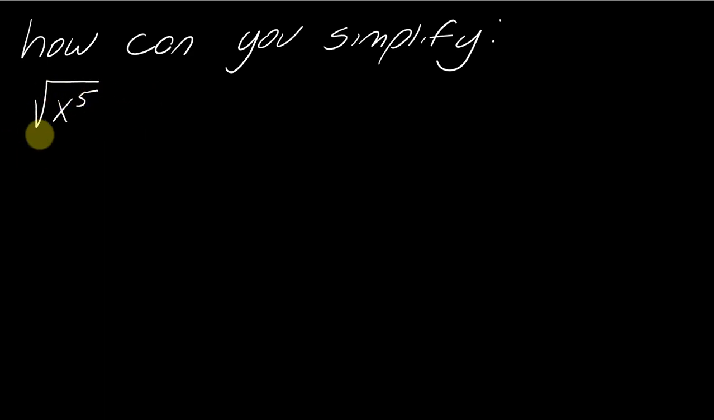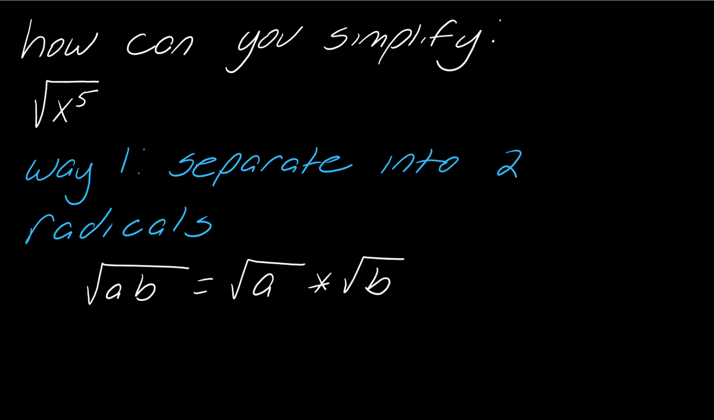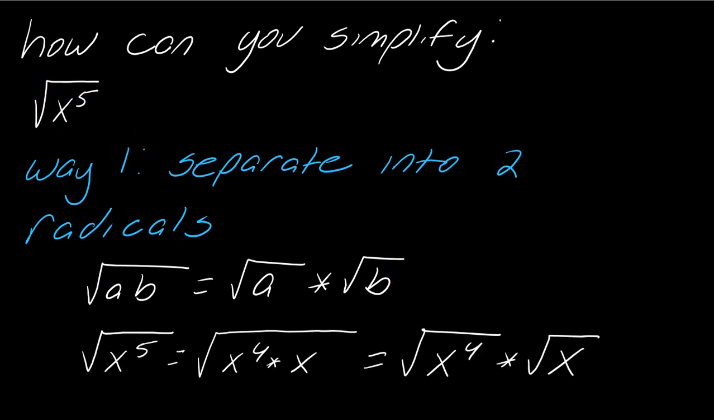Now I want to talk about two different ways you can simplify this. Way one, we could separate this into two separate radicals. Remember, one of the big properties of radicals is that if you have the square root of a times b, this can be separated into the square root of a times the square root of b. I'm going to apply it here. I'm going to break up the square root of x to the 5th as x to the 4th times x. If I add the exponents back together, they get me back to 5.